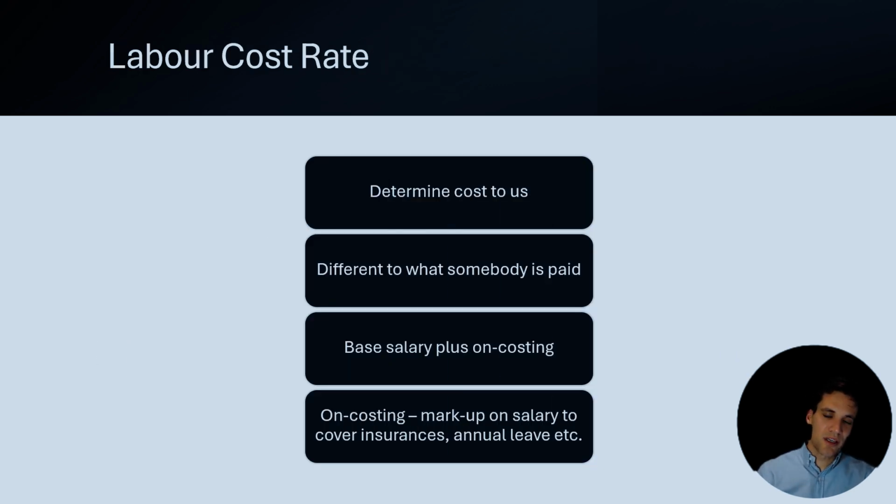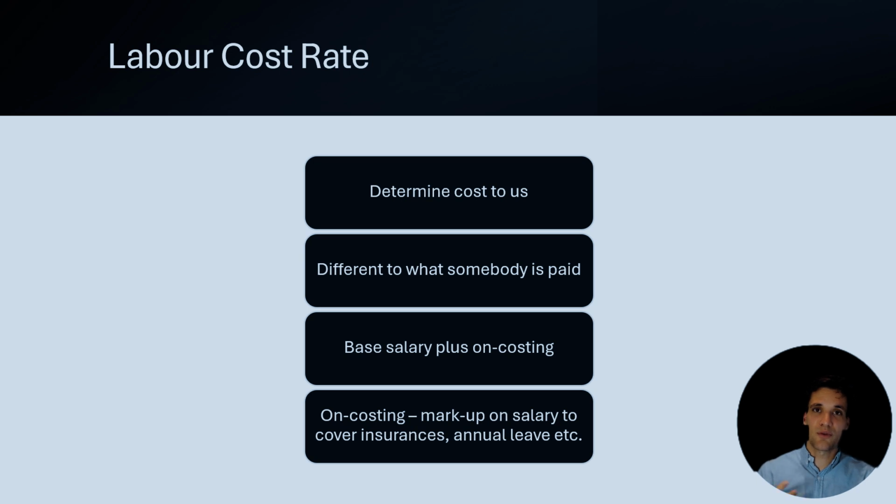The first thing we're going to work out is our labor cost rate. As I was saying before, this is different to what somebody is paid. This is different to their salary. It's the cost we incur to employ someone. So we have to factor in things like their salary, obviously, which is going to be the biggest part of it, but we're also going to think about things like on-costing.